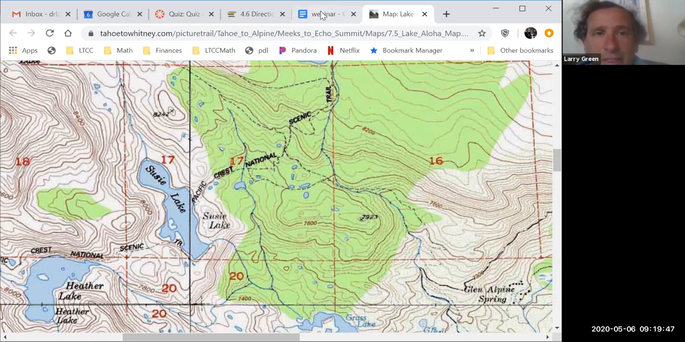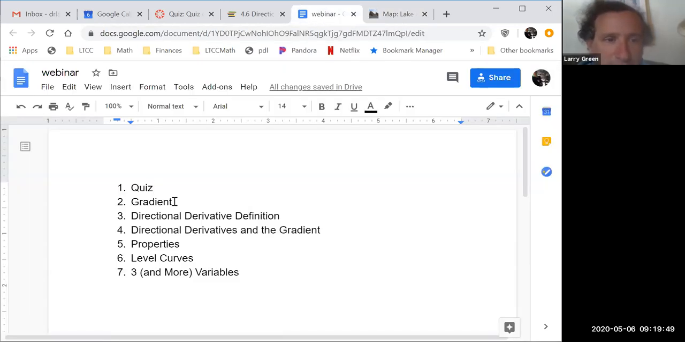Okay, so let's do some math. So I'm going to start out with the gradient. And this is a definition. And what we already know how to do is we know how to find f sub x and f sub y, right? And those are partial derivatives.